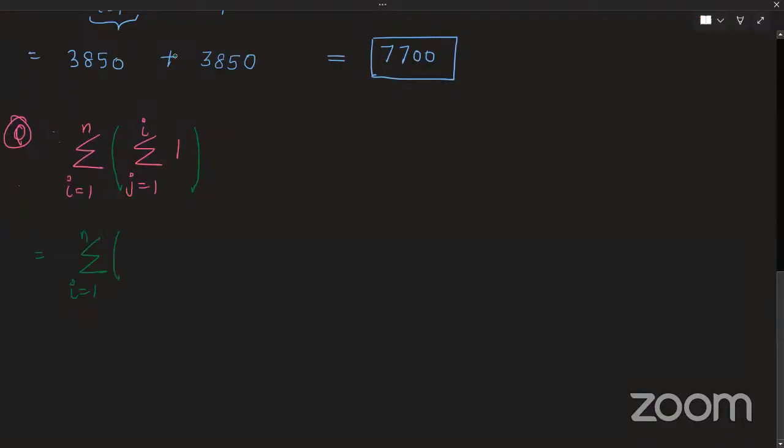Now, can you help me calculate what is inside it? It is a little bit difficult, but not very difficult. What is it? See, what will happen inside? It is sigma j going from 1 to i, of 1. What is this thing basically?